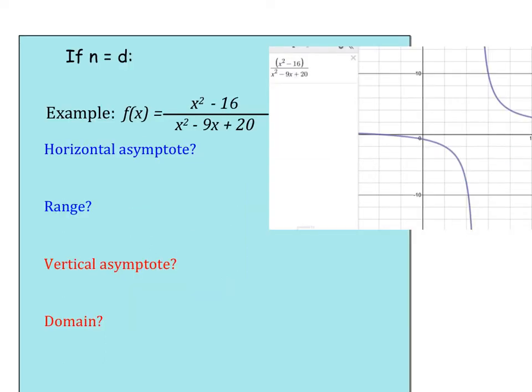All right, what if the degrees are equal, right? That's the only other option. We saw one where the numerator was bigger. We saw one where the denominator is bigger. So if they're equal is the only other possibility. Okay, and if you take a look at this graph, we can see it appears there is a horizontal asymptote. The trick is the horizontal asymptote is the ratio of the leading coefficients. Okay, and we'll talk about that and show what that means.